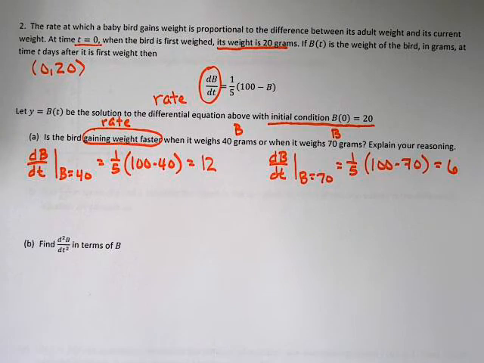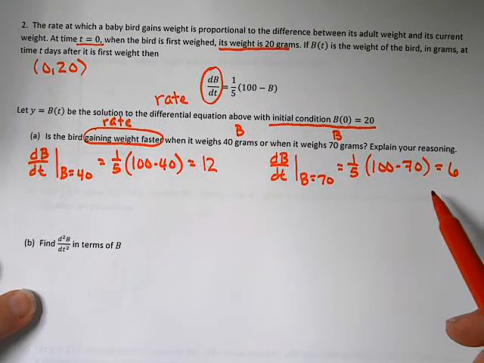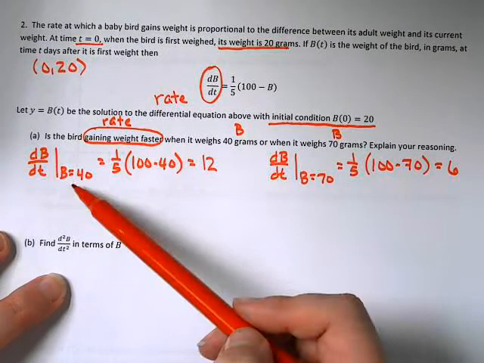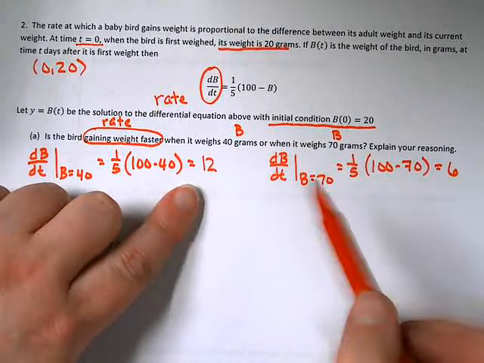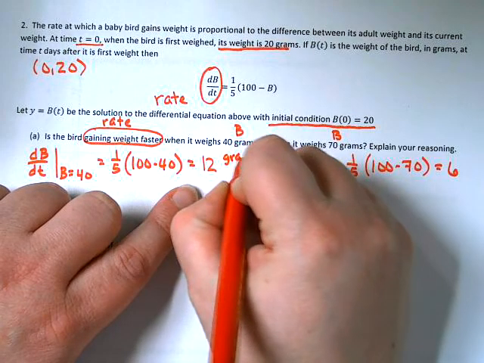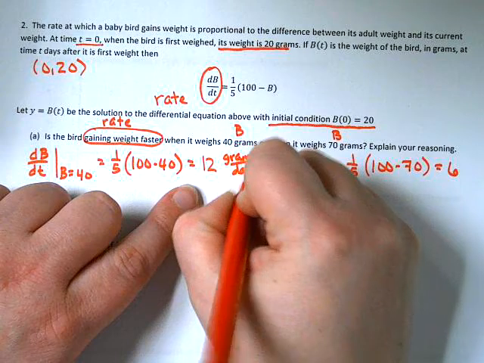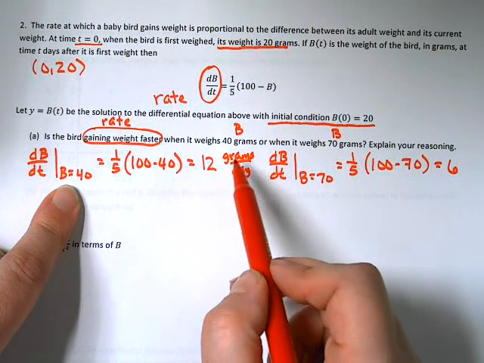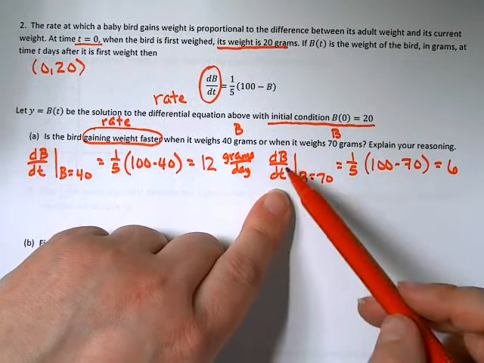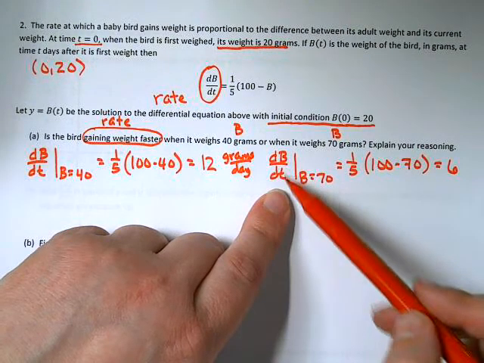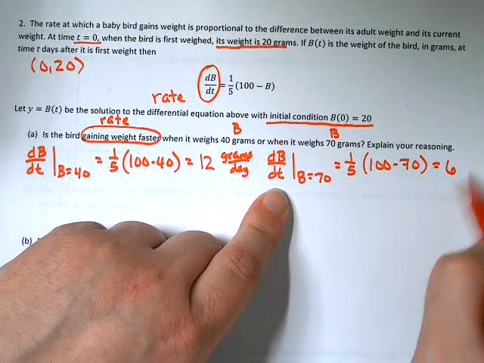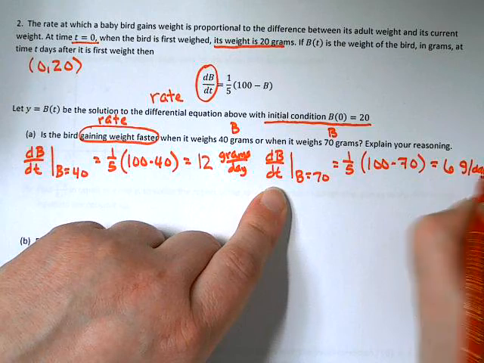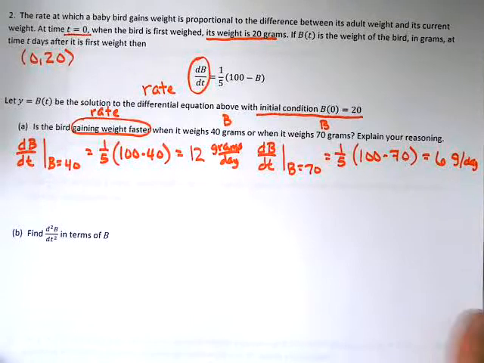So we know that these numbers here are going to have units on them. Since this is the rate at which the bird's weight is changing, we know that dB/dt when b is 40 is 12, but it means that it's 12 grams per day. So when the bird weighs 40 grams, its weight is changing at a rate of 12 grams per day. When we evaluated it at 70, we're saying that when the bird weighs 70 grams, its weight is changing at a rate of 6 grams per day.